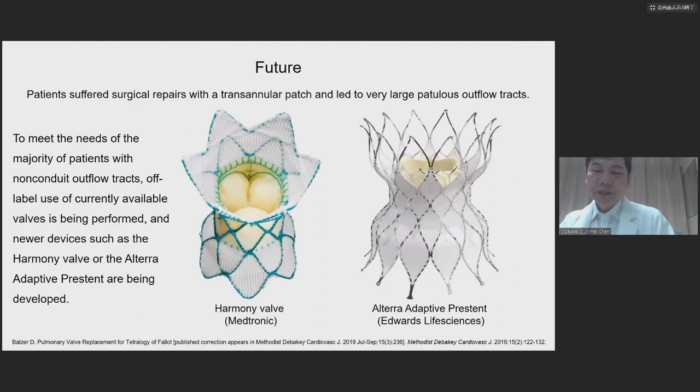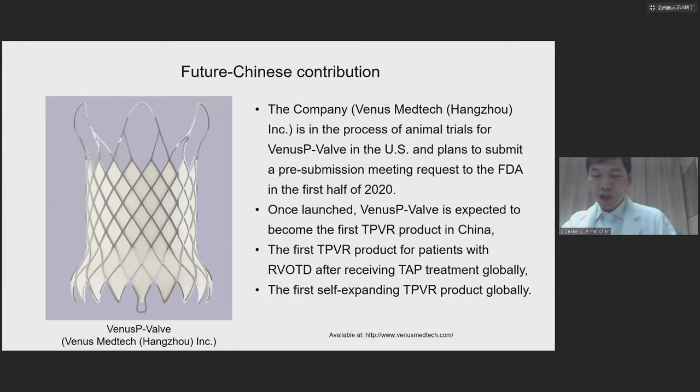Looking to the future, to meet the needs of the majority of patients with a non-conduit outflow tract, off-label use of currently available valves is being performed. Newer devices, such as the Harmony valve or the ultra-adaptive Pressure stent, are being developed. In China, the Venous P-valve, developed in China, is suitable for a native right ventricular outflow tract and has a good prospect.